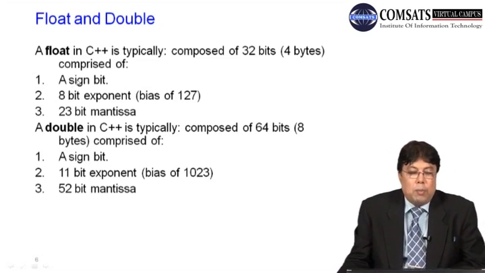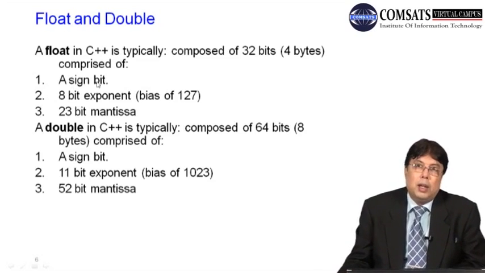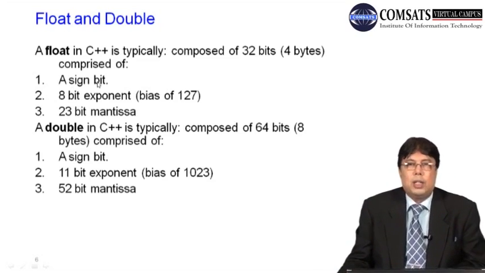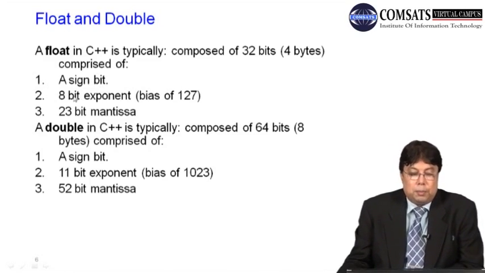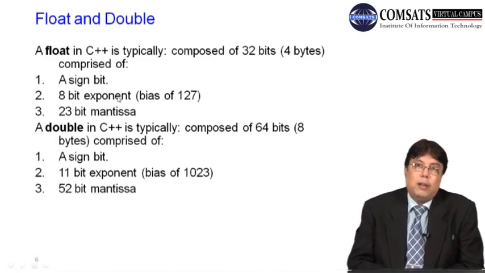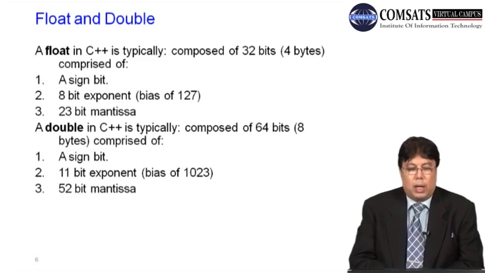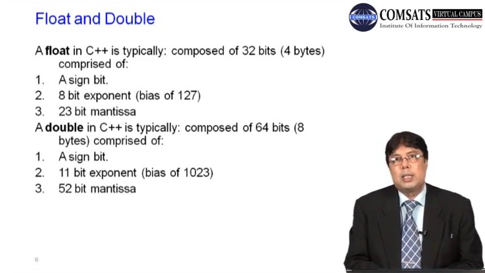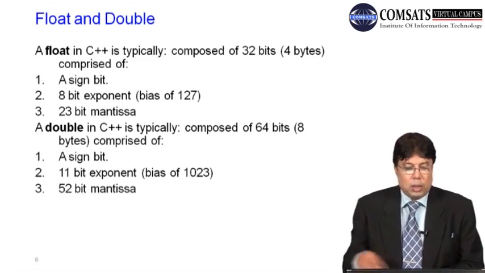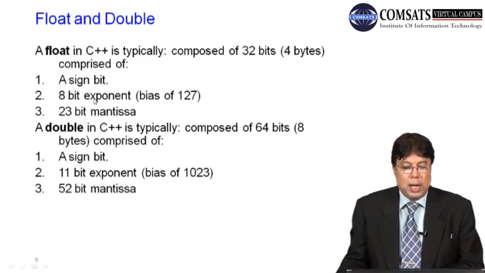So there is 1 bit reserved as the sign bit. If it is 1, the number is negative. If it is 0, then the number is positive. Then 8 bits are reserved for the exponent. When we reserve 8 bits for the exponent, it means 2 raised to the power 8, which is 2 raised to the power 7 plus 1. So it is basically the combination that you can have, because this exponent could be negative or this exponent could be positive.